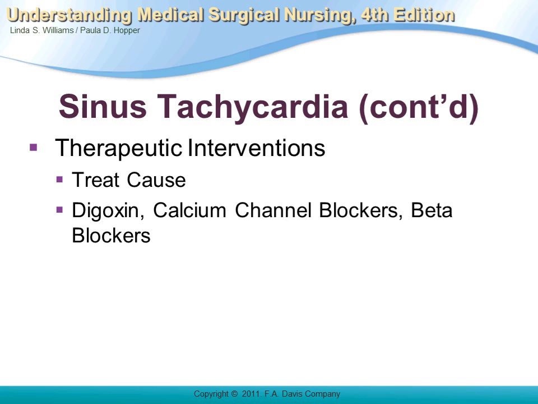Therapeutic interventions: treat the cause. You think about patients that have an infection, their heart rate goes up. Also we can give patients digoxin, which is going to slow down their heart rate. We can do calcium channel blockers, which are vasodilators, but they also help to slow down that heart rate. And then beta blockers, they help to slow down the heart rate as well.